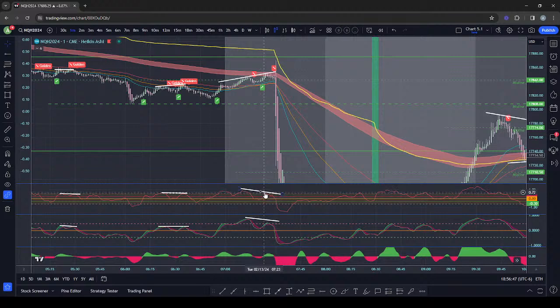Now I only need to see the divergence on one of these three oscillators. The reason I have three oscillators on here is because they help each other out. Sometimes you don't find it on one, but you will see it on the other, and that's where I then decide to take that trade. Okay, so in this case, this worked out really fine. So it's up to you whether you'd like to take trades during news or not.